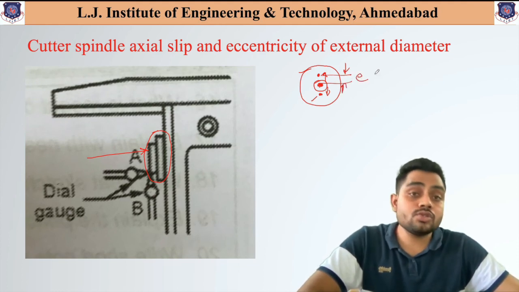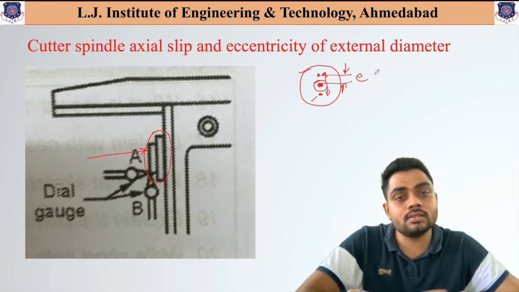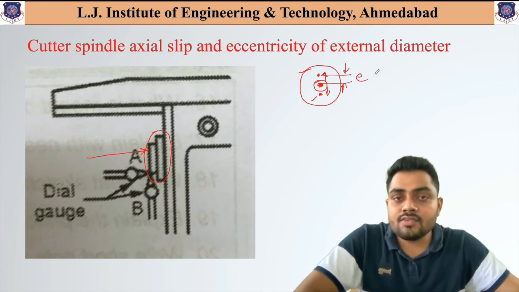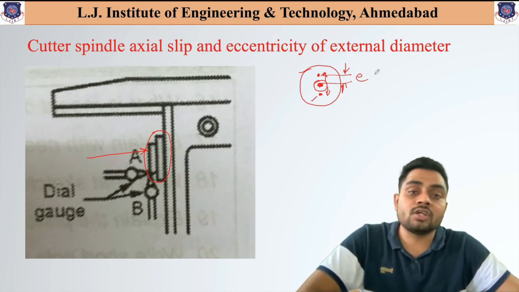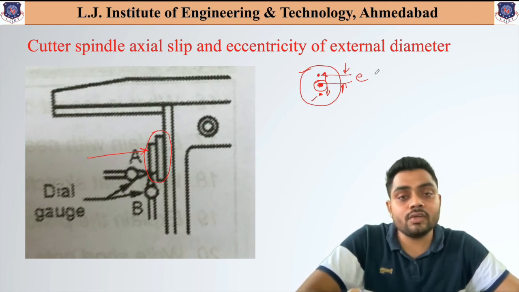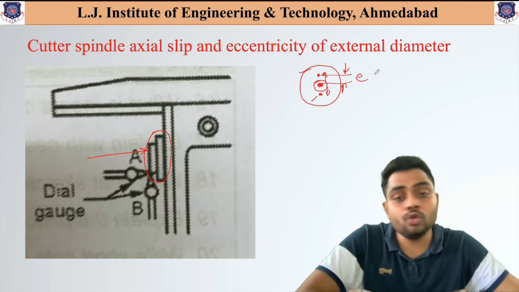So we need to also check if the component is rotating about its axis or not, because if it is not rotating about its axial direction only, then there are chances of chatter generation, and we are not getting the exact machining required for our component. It will also deteriorate the surface of the component that we want to machine.